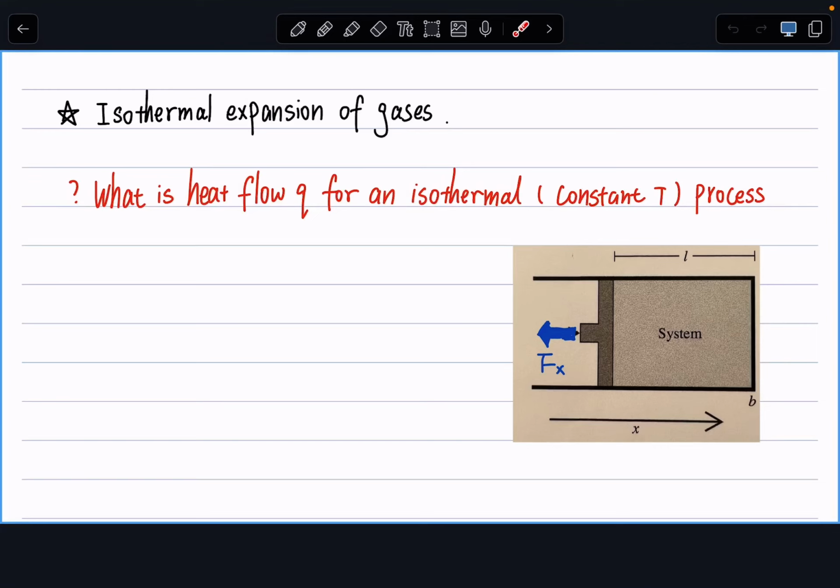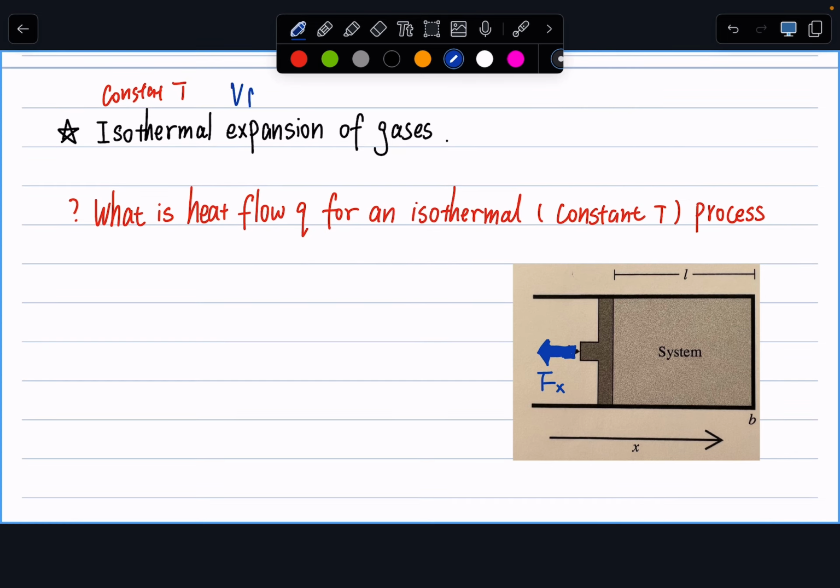Saying is constant temperature. And expansion of gases tells us we have final volume larger than initial volume. And expansion is V final larger than V initial. All right. Now the question comes, what is the heat flow for an isothermal process?